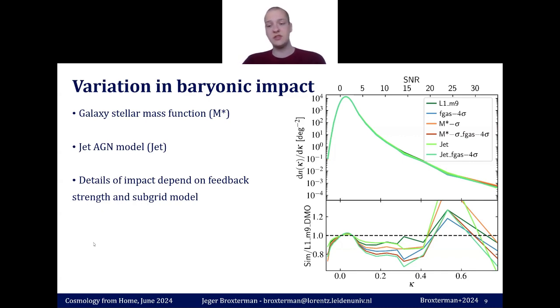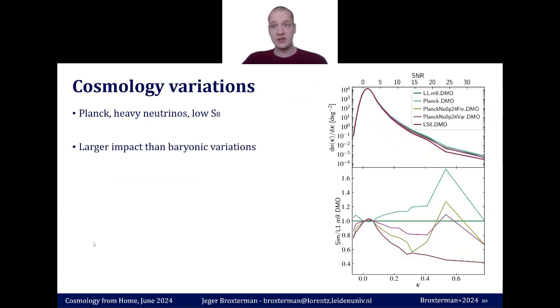Now we can also compare these distributions in the cosmology variations. So that's what's shown in this figure. In this case, I compare the dark matter only simulations of the L1M9, the fiducial model, which is a DES year 3 plus all external cosmology, to a Planck model, and two Planck models with heavier neutrinos, the Planck new OP24, and finally a low S8, LS8 model. So the bottom panel again shows the ratio to the fiducial DMO model. And now you can see that the first thing to note is that the variations are larger than the baryonic variations, which is a good thing if you're interested in constraining cosmology.